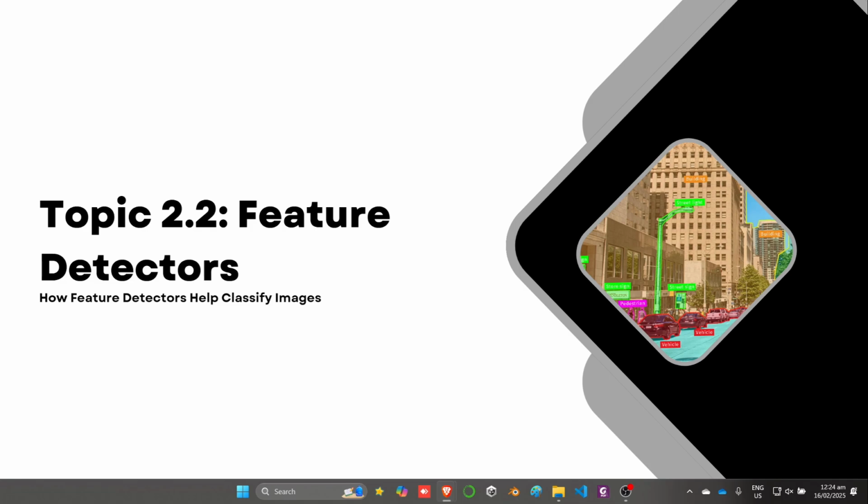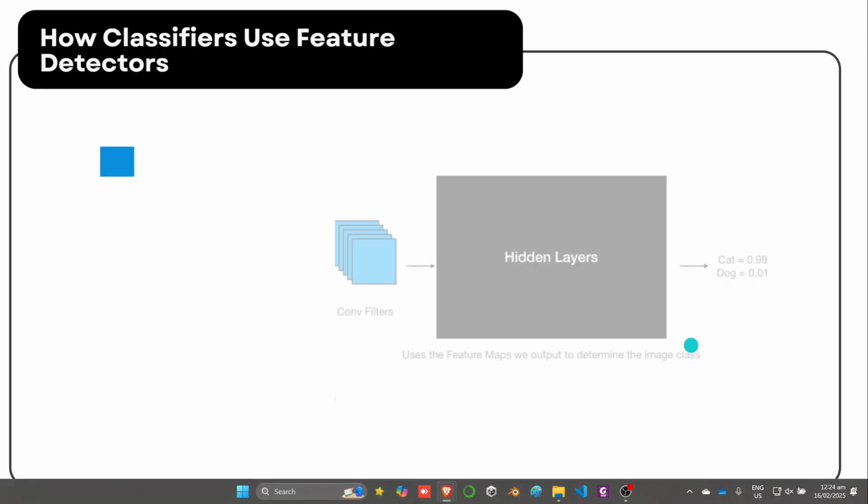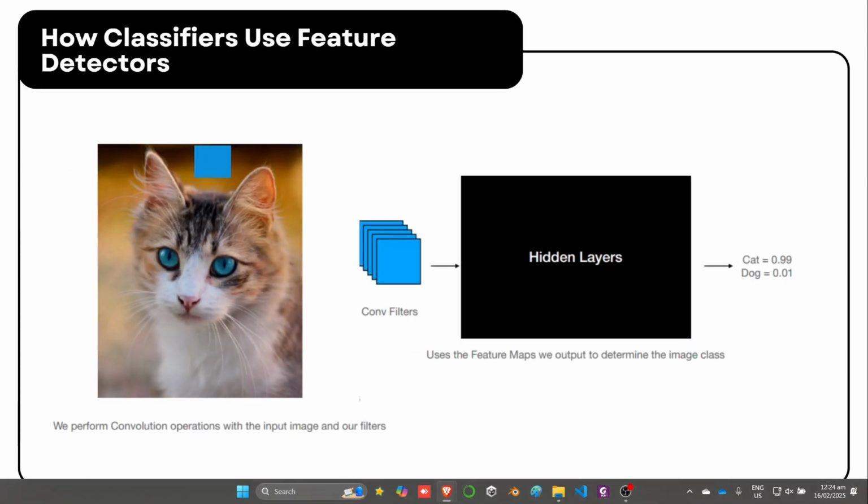Okay, the next lesson is on feature detectors. We will take a look at how each of the detectors helps us classify images. So let's go into the slides. Okay, take a look at this image here. This is a cat.